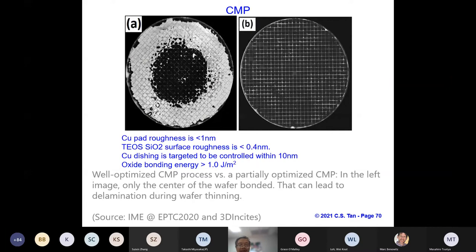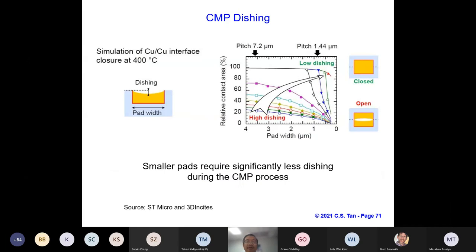So this is what I managed to find. Basically, this is data reported last year at EPTC from IME in Singapore, right? So I put together some of the requirements: what would be a good number to achieve before you can be sure that this process is going to work. Obviously, optimizing your CMP process is extremely important, as you can see by yourself from this graph here.